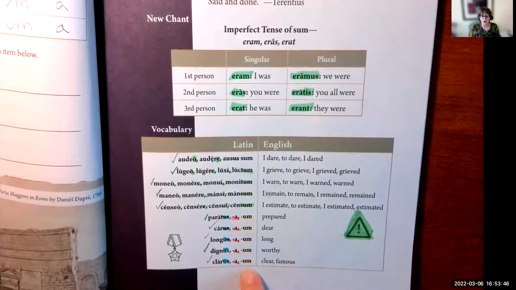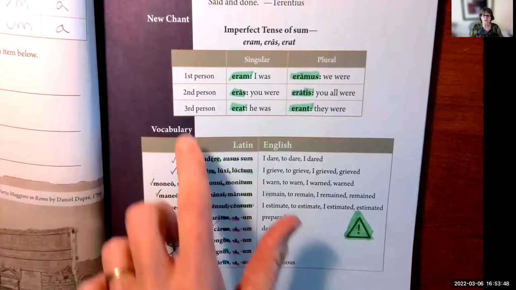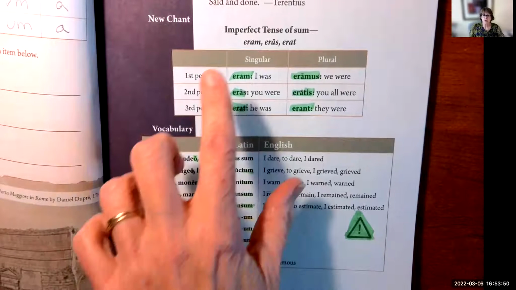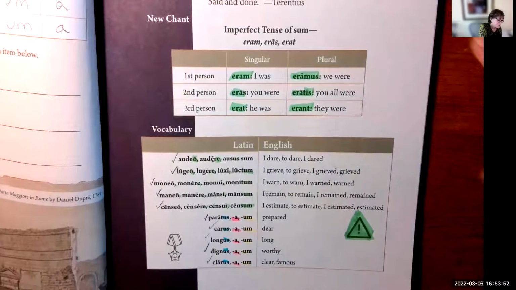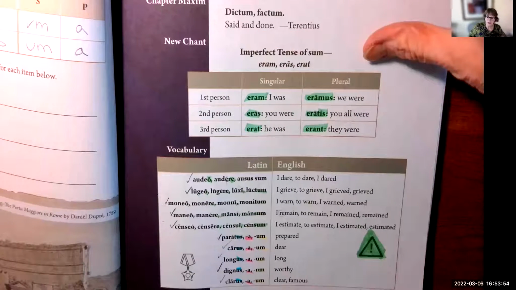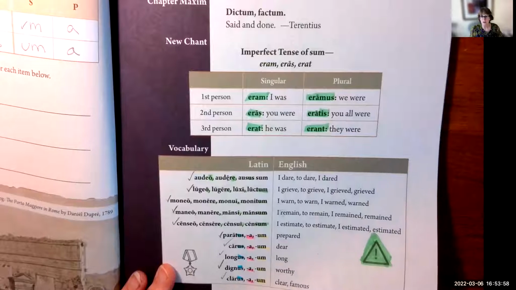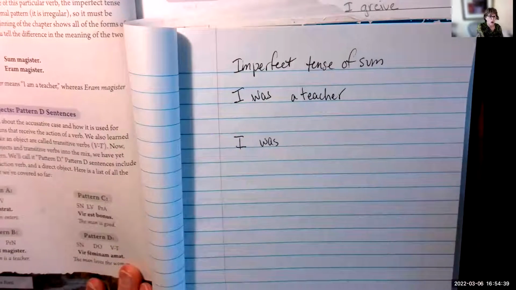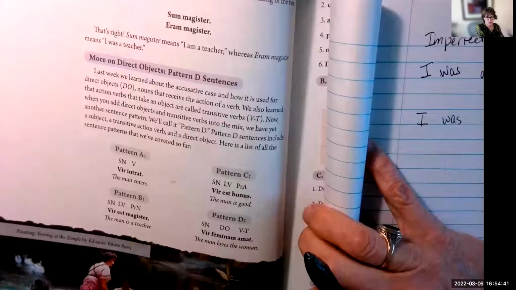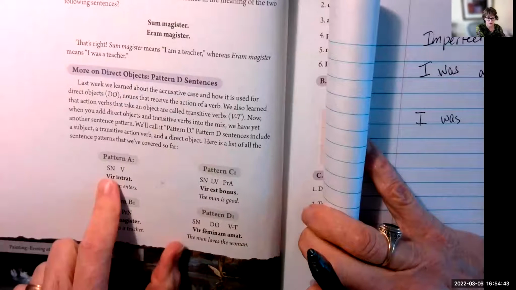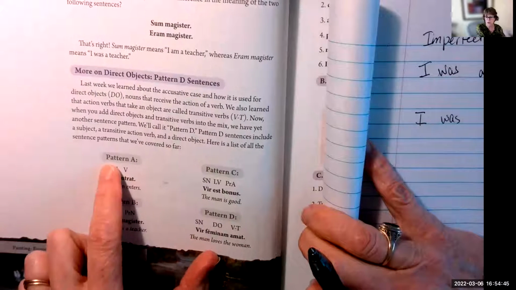All right. So there you go. There are your 5 adjectives, your 5 verbs, your imperfect tense of sum. And during this chapter, they are reminding you of those 4 patterns that they introduced. So the subject, noun, verb, they call pattern A.